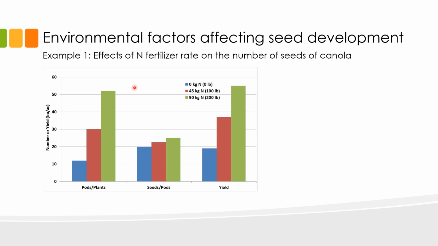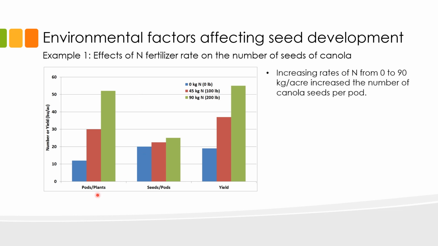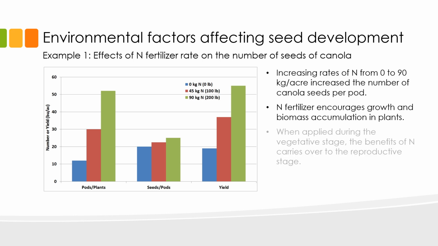From these graphs, you can see that increasing rates of nitrogen from 0 to 90 kilograms increase the number of canola pods per plant, seeds per pod, and also the overall yield. As an essential nutrient, nitrogen encourages the growth and biomass accumulation of plants. When applied during the vegetative stage, the benefits of nitrogen carry over to the reproductive stage.